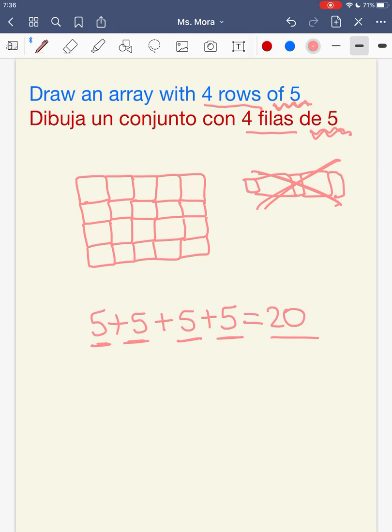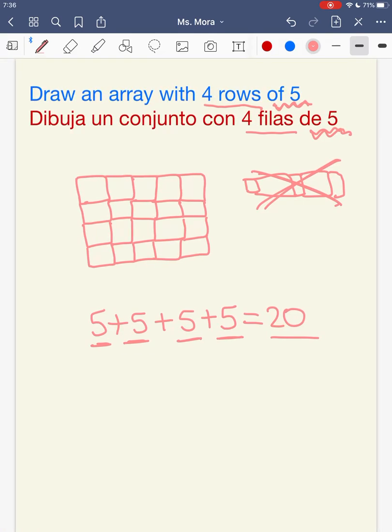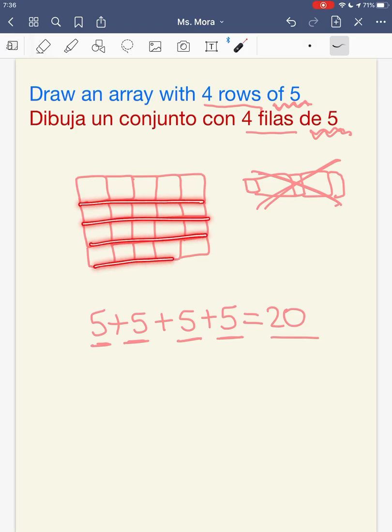Okay? So guys, make sure that when you're drawing on your exit ticket, remember, we're not going to leave any spaces between our squares, right? If I underline my rows, there's no spaces in between them, right? If I underline the columns, there are no spaces in between those either. Alrighty, and then don't forget to write your repeated addition sentence.